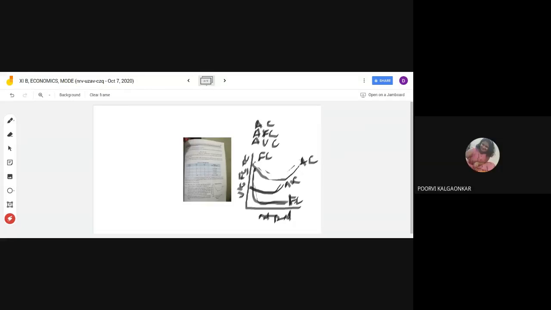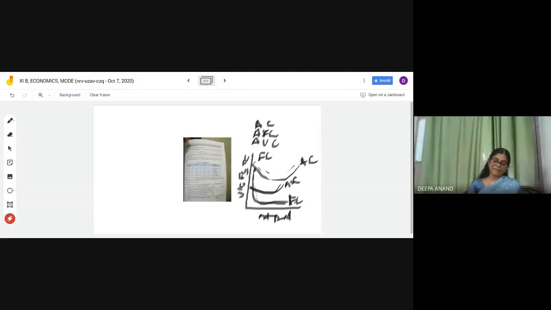Yes, ma'am. Okay. Then the next point, AVC reaches its minimum point at a level of output lower than that of AC, because when AVC is at its minimum point, AC is still falling because of falling AFC. Okay, leave it. Then, as the output increases, the gap between AC and AVC curve decreases.